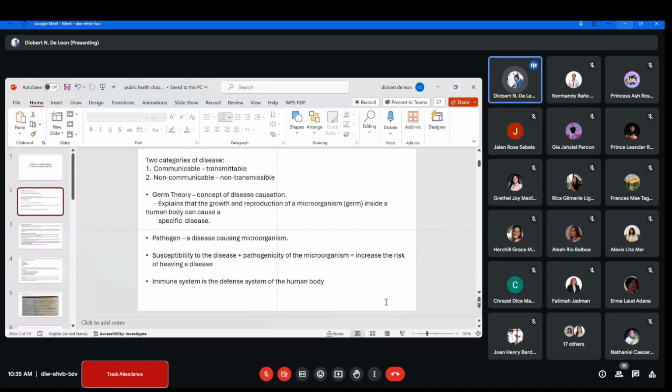And the concept of disease causation is explained in germ theory. Okay, and this is the statement from germ theory. It explains that the growth and reproduction of a microorganism inside a human body can cause a specific disease. And a disease causing microorganism is called a pathogen. Okay, it could either be the bacteria, parasite, yung fungi, you have the virus, or the prion, no?